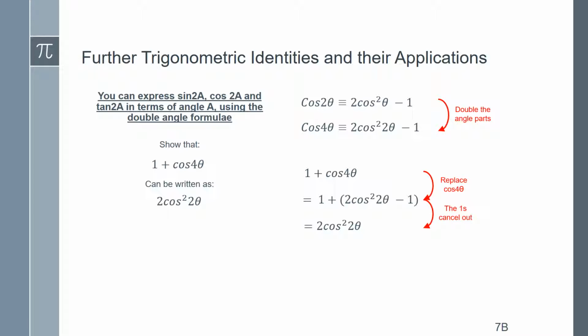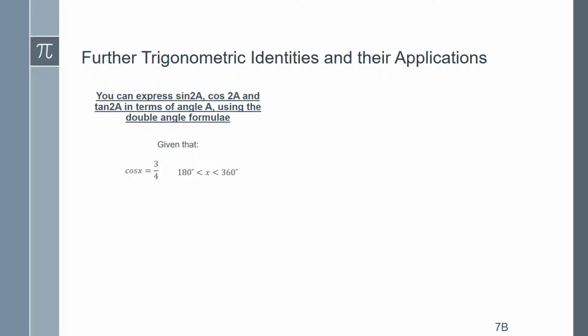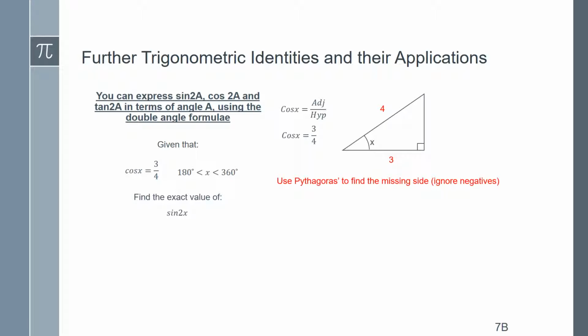Given that cos x is 3/4 and x is between 180 and 360, find the exact value of sine 2x. Triangle time, adjacent, hypotenuse, Pythagoras, to find the missing side. Remember to ignore any negatives, not that we have any in this case, so it's root 7. So therefore sine is opposite over hypotenuse, root 7 over 4. Cosine x is positive in the range 270 to 360.